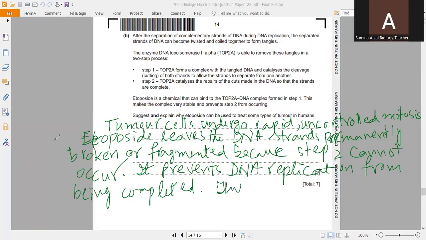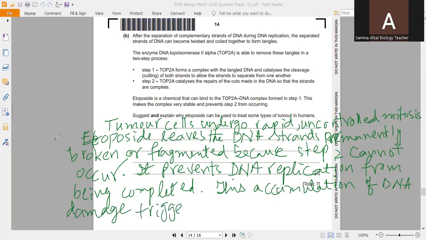And this accumulation of DNA damage triggers cell death. So it was all about question number 5. Now question number 6 is there.